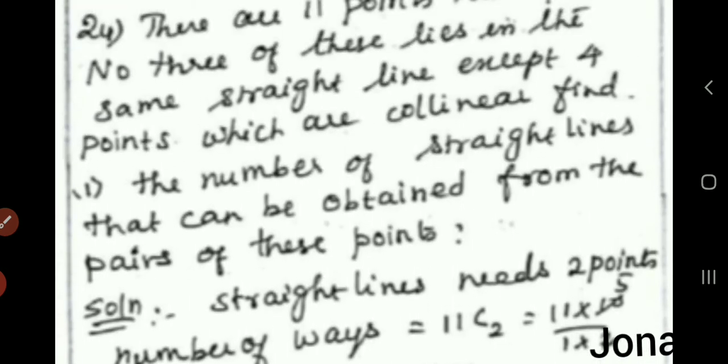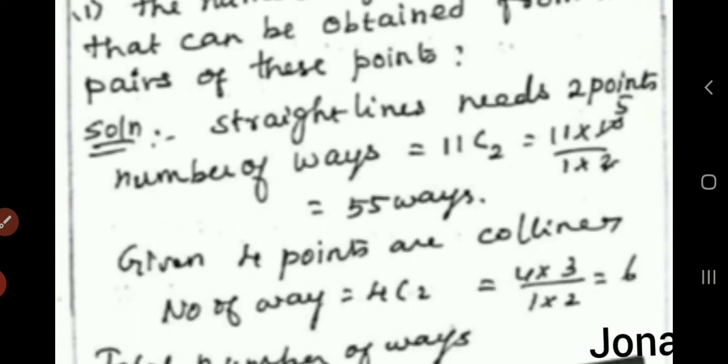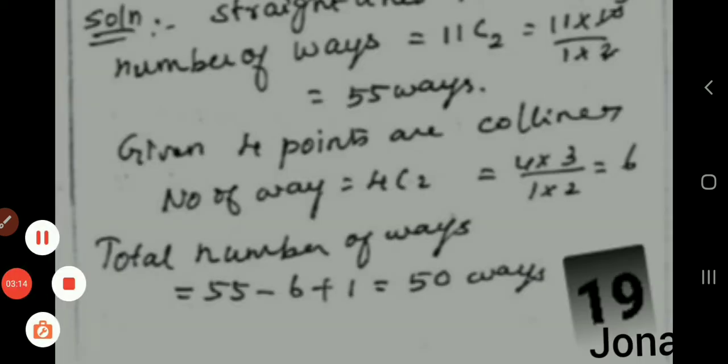First we have that 55, isn't it? So that 55 ways minus this 6 plus 1. 1 is nothing but, for the collinear points we get only 1 straight line, isn't it? So we have to add that 1 also here. So 55 minus 6 plus 1, which is nothing but 50 ways here.